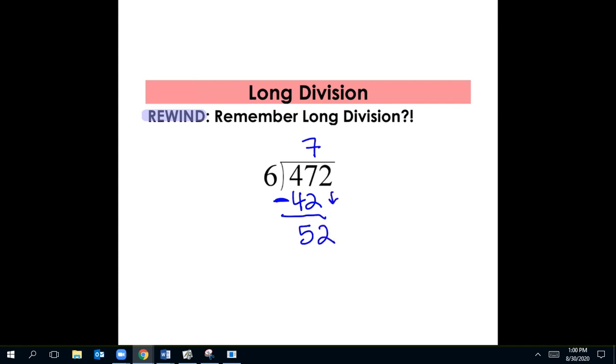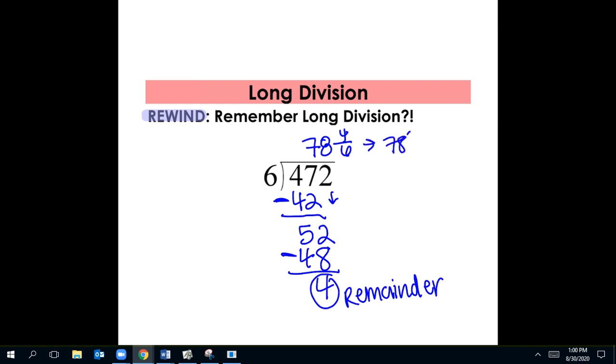Well, then we'll repeat the process. How many times does 6 go into 52? This time that's 8. 6 times 8 is 48. Now we subtract and write the answer 4. And there's nothing to bring down. So we could put a decimal and keep going, but we're not dealing with decimals with these polynomials, so we're not going to worry about that here. What we could say is this is the remainder. And we could write it like this, 4 over 6, which is 78 and 2/3. Or we could say 78 with a remainder of 4. But you also can just put the remainder over the divisor out there.